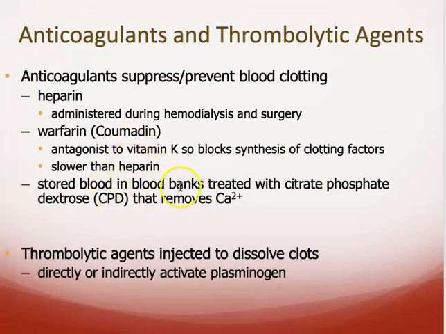Blood that is stored in blood banks is treated with citrate phosphate dextrose. You may have seen it as CPD, which removes calcium. So again, no calcium. If that's needed in every step of the cascade, that means the cascade cannot continue, which means a clot cannot form. Sometimes thrombolytic agents are injected to dissolve blood clots. And these either will directly or indirectly activate that plasminogen, forming plasmin, dissolving blood clots.